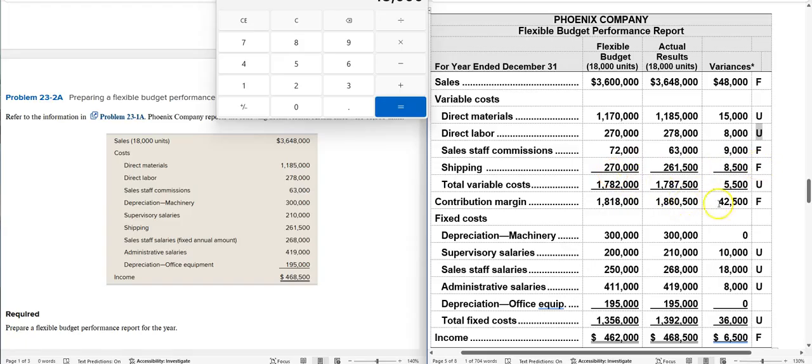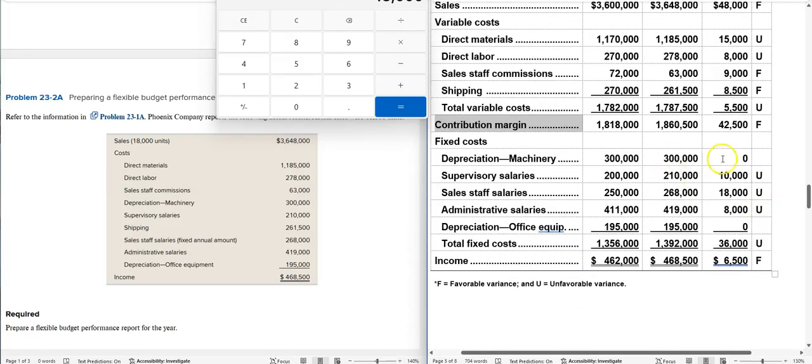Okay. Contribution margin. Actuals exceeded budget. That is good. A contribution margin is a good thing. The bigger that is, the better. So that is favorable. Down here, there was no variance in the depreciation cost, but all three of my other fixed costs that had a difference, all of those fixed costs exceeded the budget, and those were all unfavorable because our actuals were greater than our budget. Okay. In total, my income actual exceeded what I had budgeted for selling 18,000 units, so that's favorable.